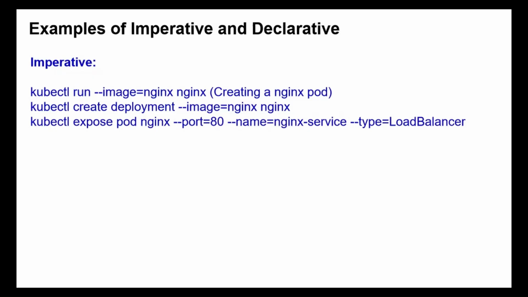So if you see here, in this imperative approach, for creating a pod we ran a separate kubectl command. For creating a deployment, we ran a separate kubectl command, and we ran a separate command for creating a service. So this is your imperative approach, where you give step-by-step instructions: first to create a pod, next to create a deployment, next to create a service, etc.